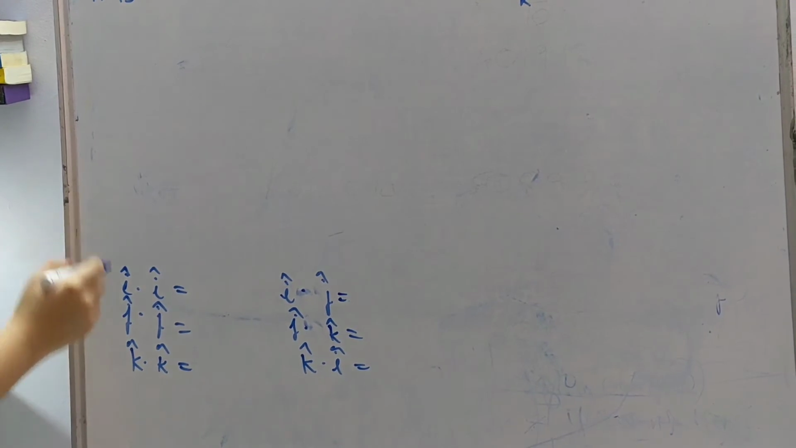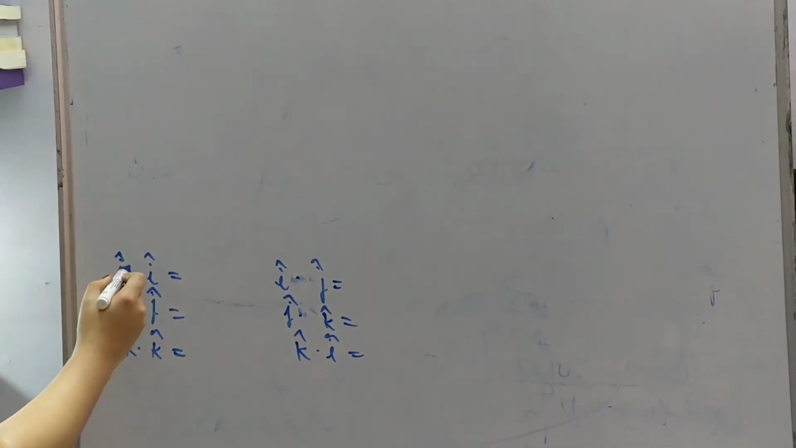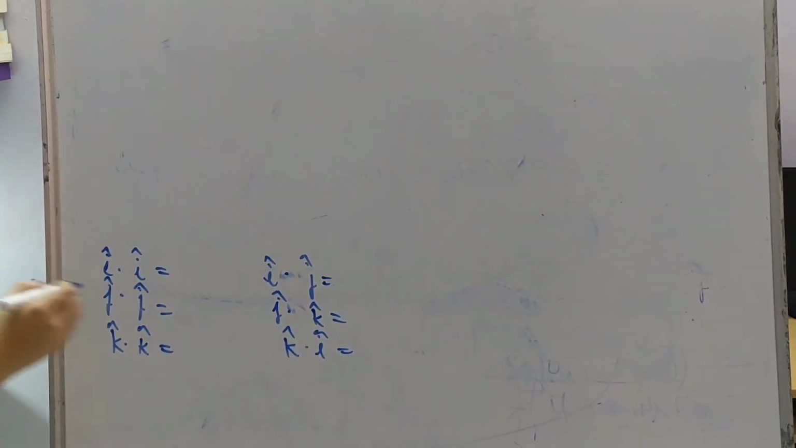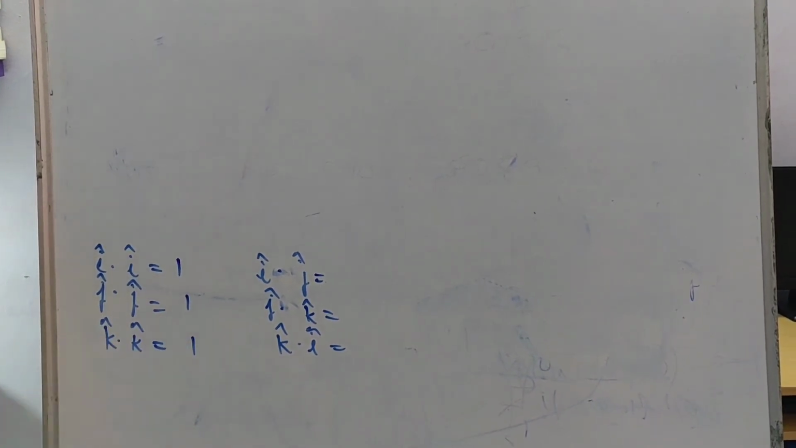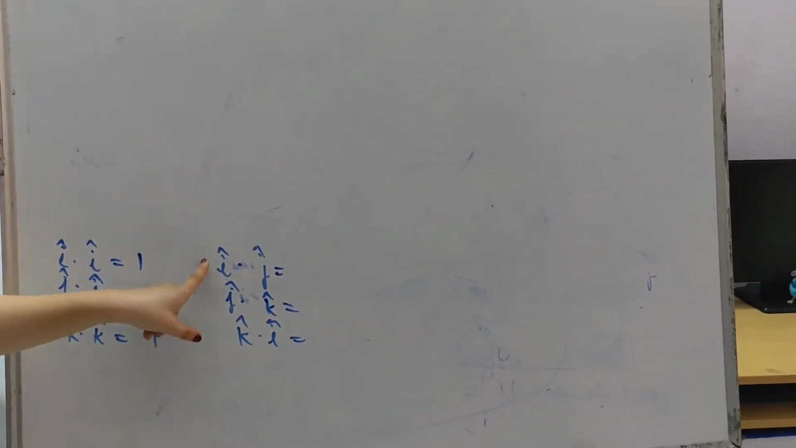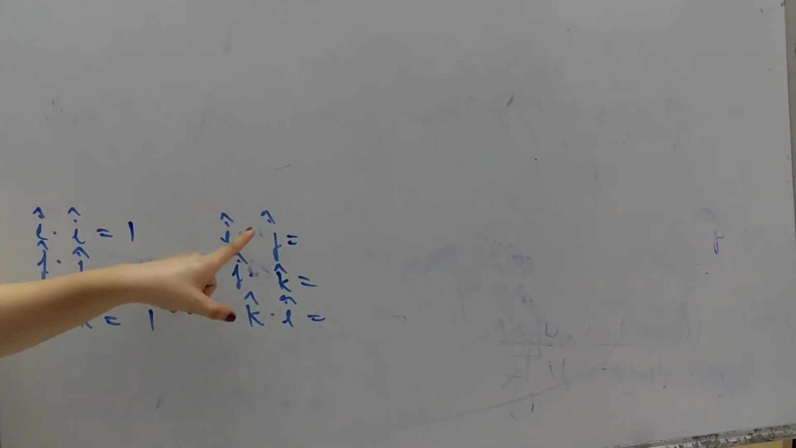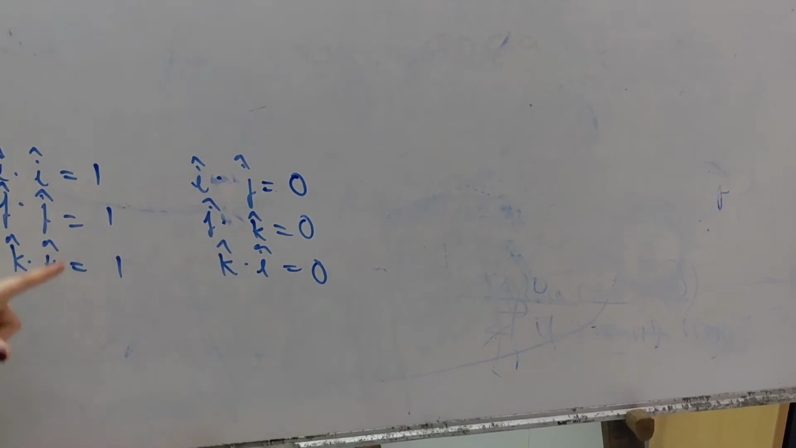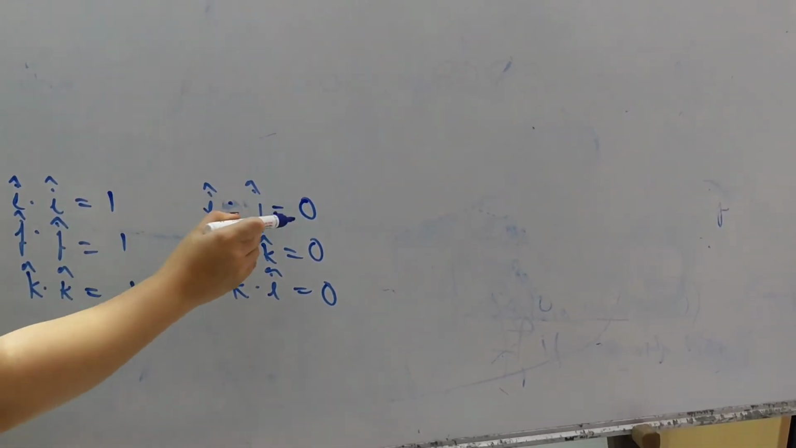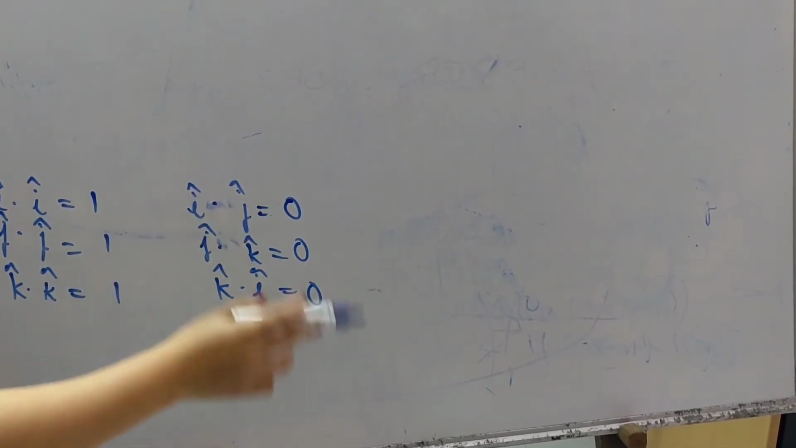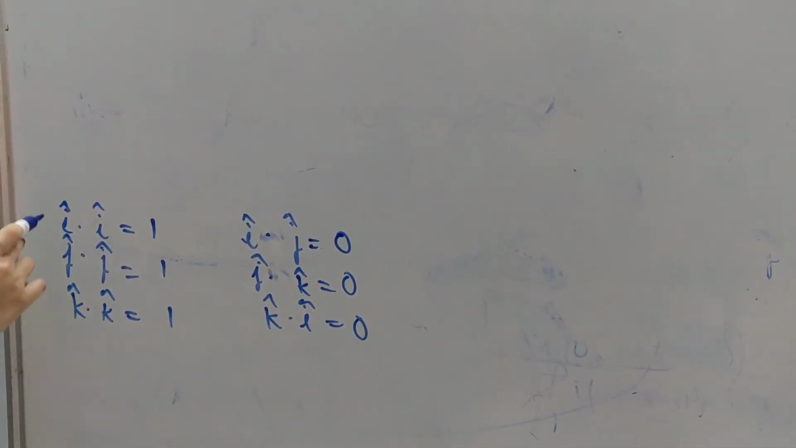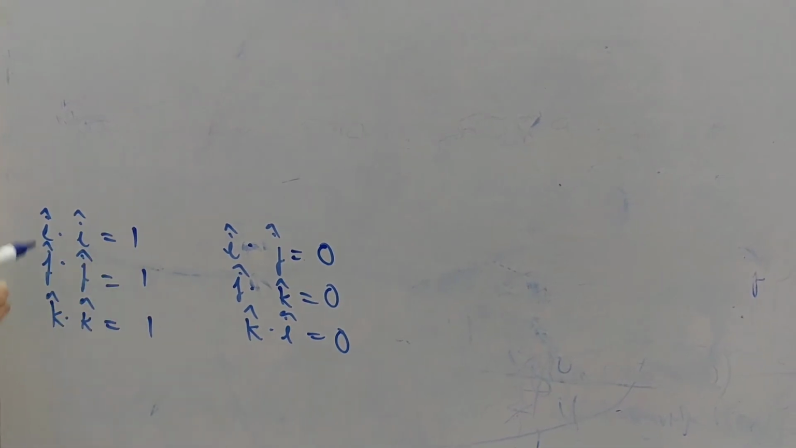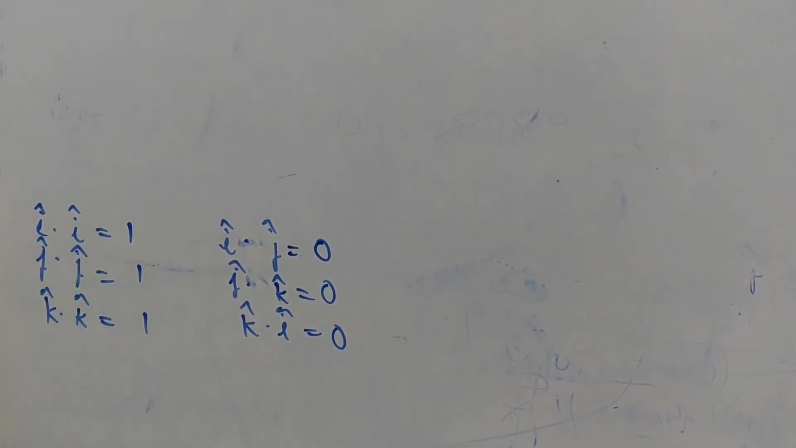If two same unit vectors are being multiplied through dot product, their answer will be 1. When two non-similar ones are being multiplied through dot product, their product will be 0. Keep this in mind. So I dot J cap will be 0. J cap dot K cap will be 0. K cap dot I cap will be 0. I cap dot I cap will be 1. J cap dot J cap will also be 1 and K cap dot K cap will be 1.